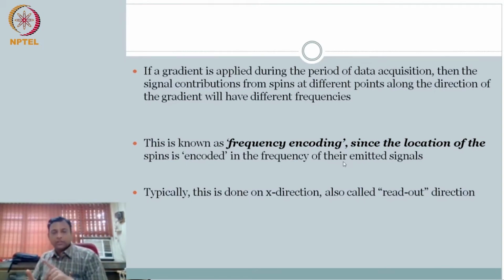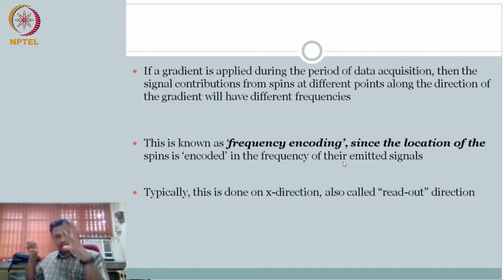If you do everything at once it will be confusing. So first we will do one of the directions. Typically x is called the readout direction, so we can apply a gradient in the x direction. What will happen if I apply an x gradient? Along the x direction there is going to be a change in field strength, and therefore a change in frequency along the x direction.